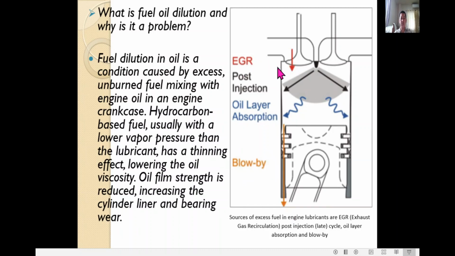You have also the EGR, exhaust gas recirculation. Since your piston ring has blow-by, the exhaust gas will flow here and go into the crankcase, and it will create a carbon oil layer. So the sources of excess fuel in engine lubricants are EGR, exhaust gas recirculation, and post-injection, or late injection. If there is a late injection, the fuel is not burned properly. So oil layer absorption and blow-by: it will be going to the crankcase to contaminate your lube oil. So that is fuel oil dilution.